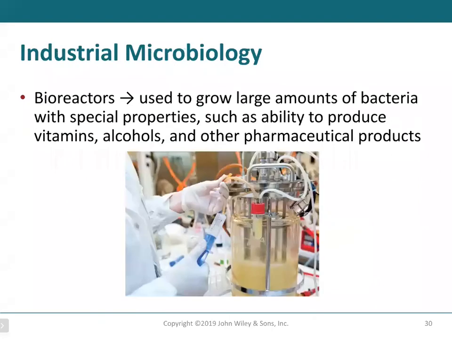So aside from the environmental uses, in the industry we have bioreactors that are used to grow large amounts of bacteria with special properties, such as for the industrial production of vitamins, alcohols, and other pharmaceutical products, including some of your insulin, some of the drugs that we use. Here is an example of a small lab-scale bioreactor.